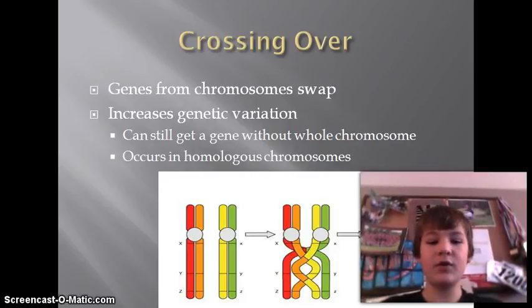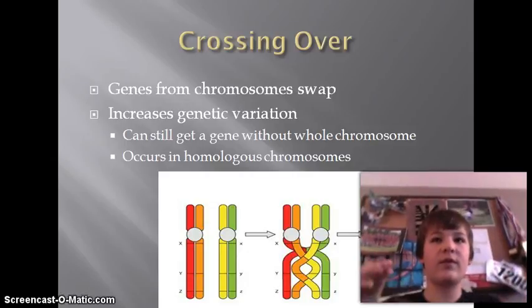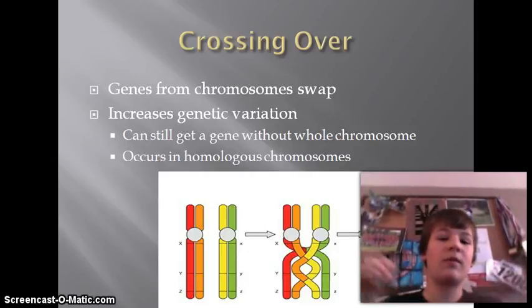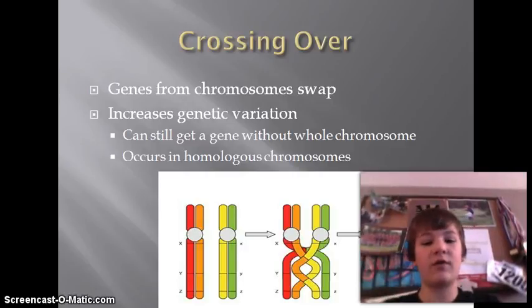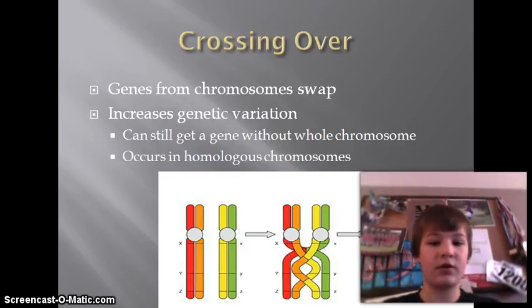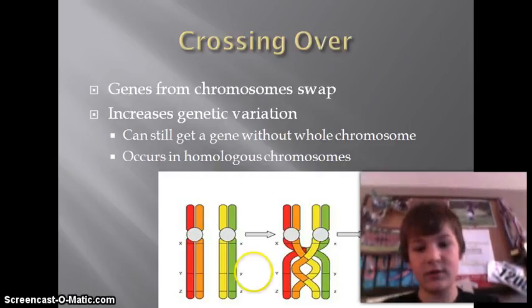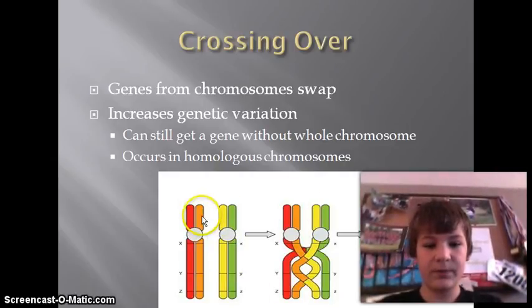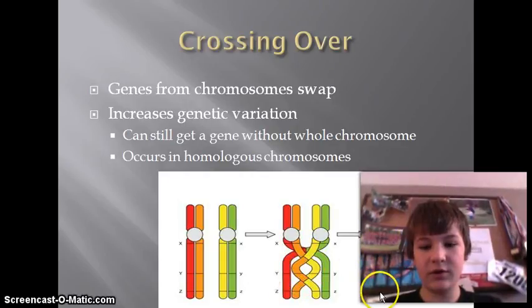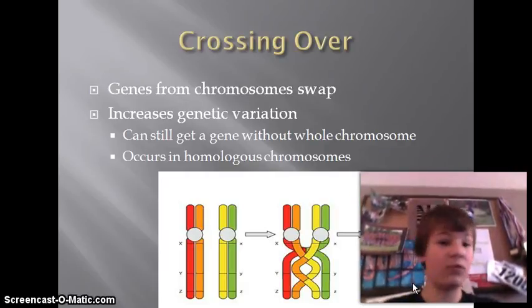Anyway, you can still get a specific gene without getting the whole chromosome. So maybe this gamete didn't get this whole chromosome, but it may have gotten that specific gene because of crossing over. And it occurs in homologous chromosomes along homologous chromatids. As you can see in this little diagram, you start with 2, and then you can see it starts to cross over, gets kind of interesting, and all of a sudden, in the end, you get all this mixed up and all the delicious genetic variation that we want.